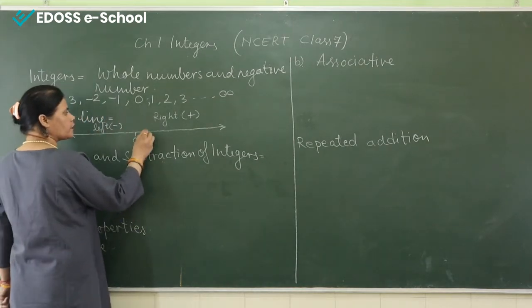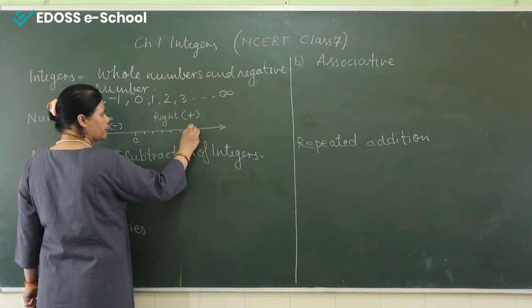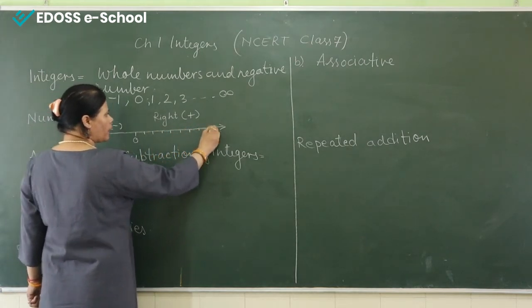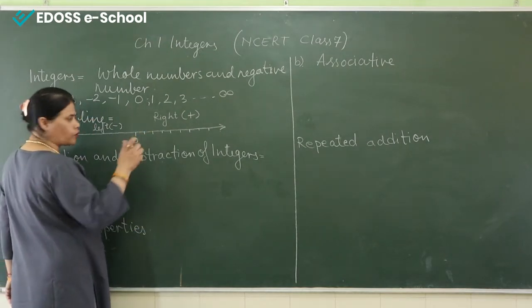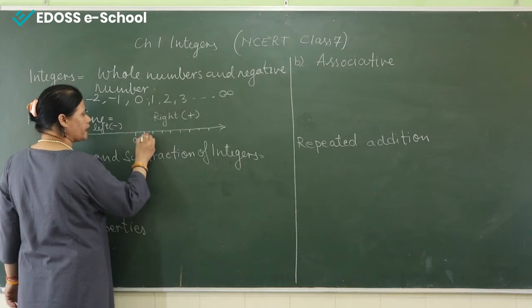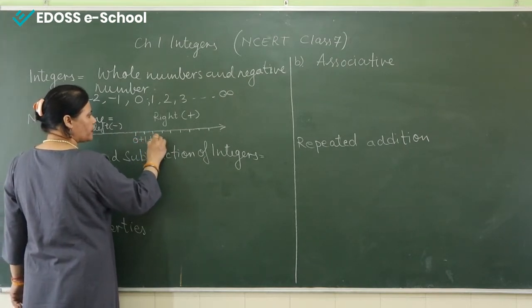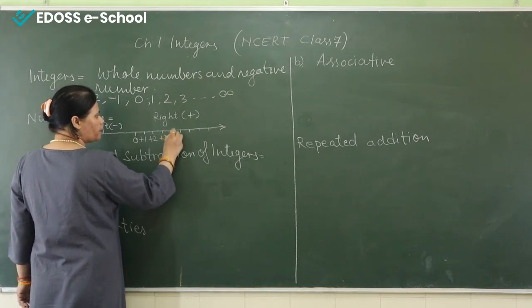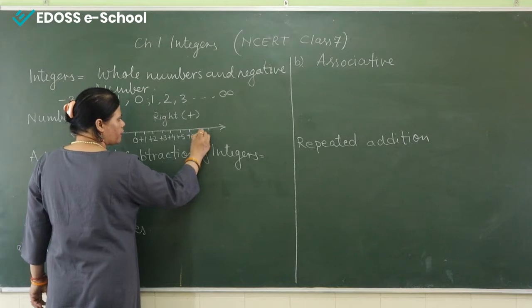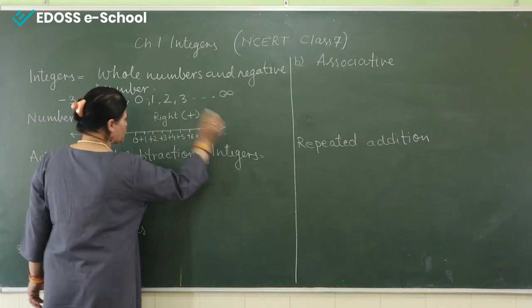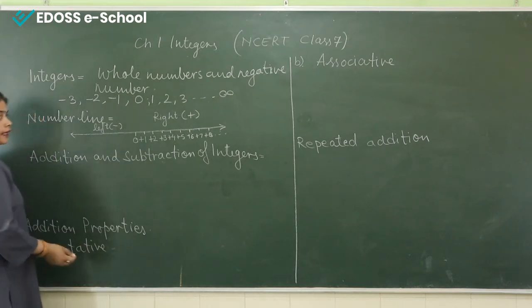So first of all you plot them at the same distance. Remember one thing, when you mark the points, you have to write them at the same distance, right? So here we are writing the positive integers: +1, +2, +3, +4, +5, +6, +7, +8 and so on. And on the left hand side you have to write down the negative integers.